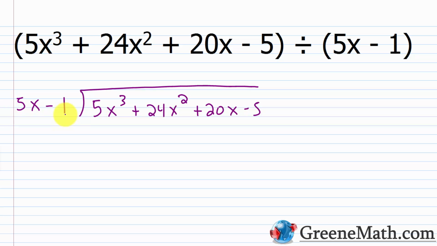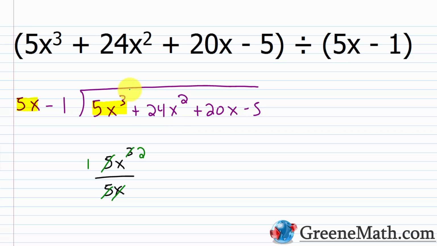Essentially what you want to do is leading term into leading term. So I want to take the leading term of the divisor and ask how many times it will go into the leading term of the dividend. In other words, what is 5x cubed divided by 5x? Very simple. 5 divided by 5 is 1. X cubed over x is x squared. So I would take that x squared and write it over the slot for x squared.